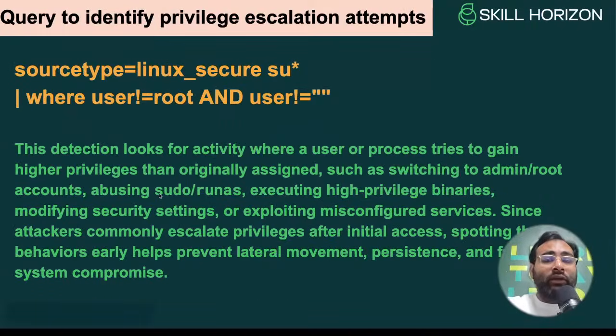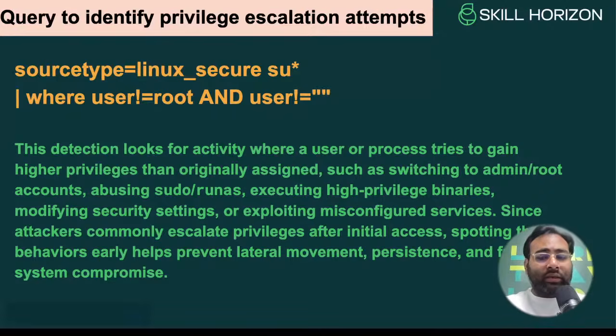Then we have the query to identify privilege escalation attempts. If you are following the cybersecurity journey, you might know what privilege escalation is. It is a type of attack in which attackers try to escalate the privilege they have. Suppose they are logged in somehow with a local user or low level user, they might escalate their privilege by changing that user to a high level role or high level user.